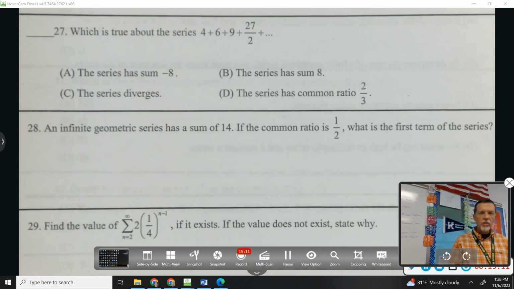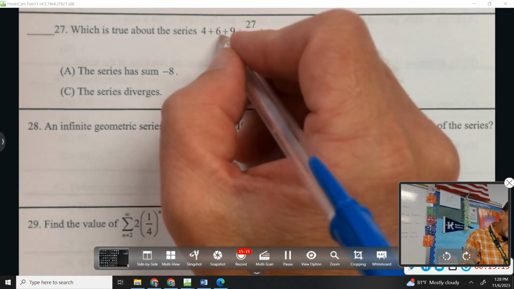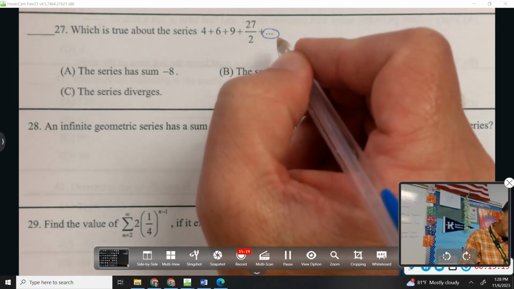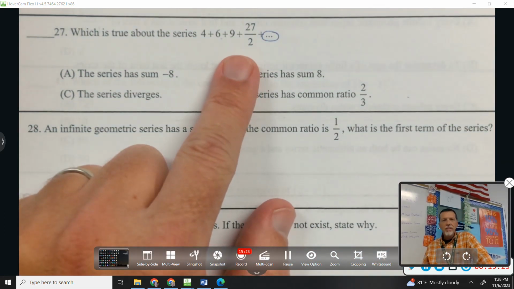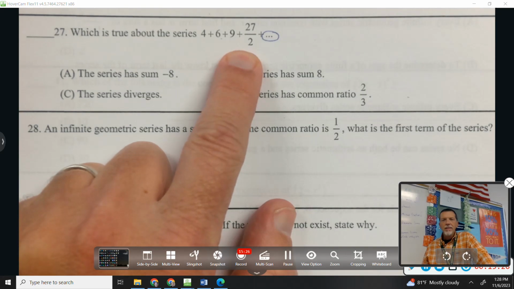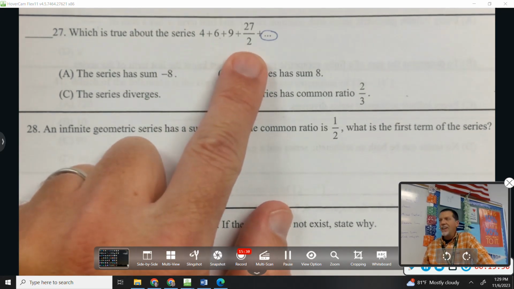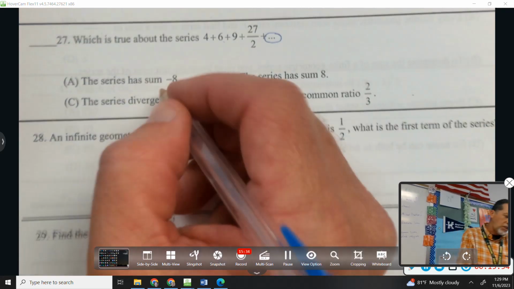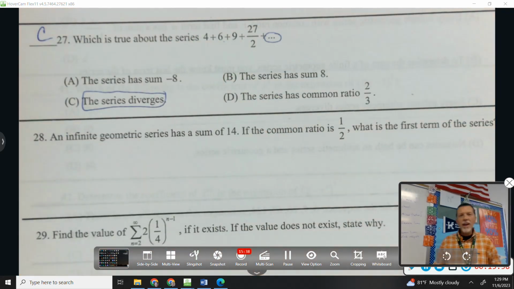(27) Which is true about that series? Well, we're adding up, and we're adding up infinitely, but what's happening with my terms? My terms are getting bigger, so this is not going to add to anything. So I don't need a formula. This diverges. The sum is headed toward infinity.